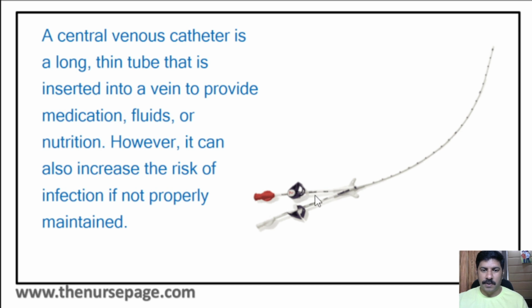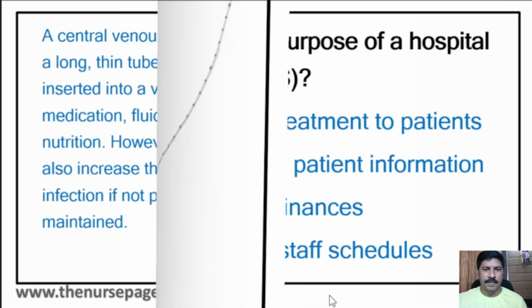This one has two ports. Sometimes it will come with triple ports to give medications, red, yellow, and one blue port also may come, and this part will be inserted into the central veins. That may be the jugular or subclavian veins. We can also give it through the femoral vein, but usually it is inserted into the subclavian or jugular vein.